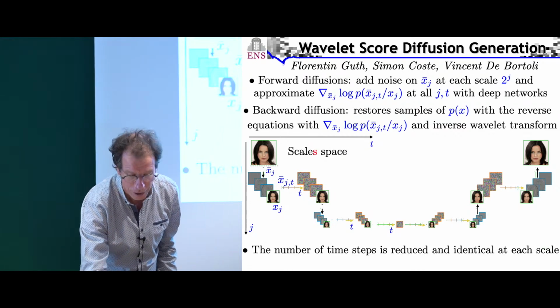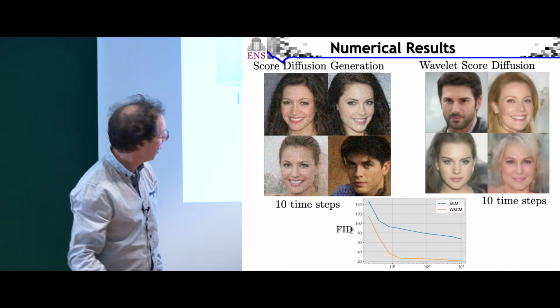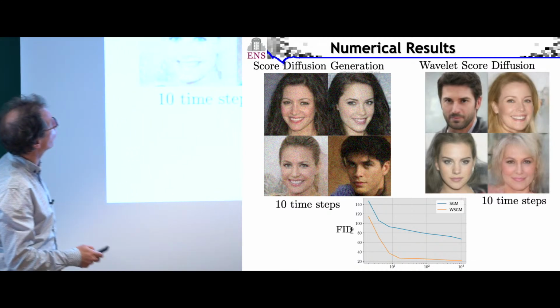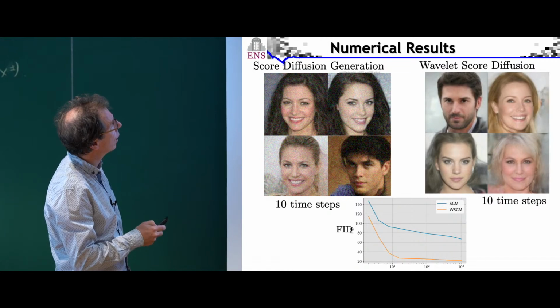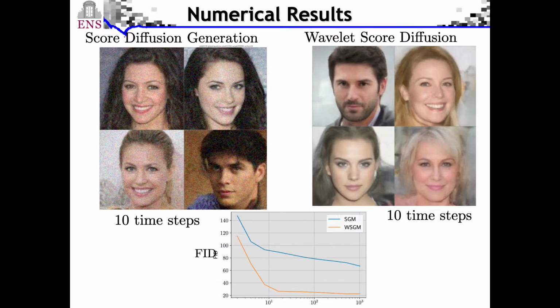Now, so that's the thing. Those are the computations that were done by Florentin in particular. So these are images synthesized with a scheme where you don't separate the scales, with very few steps. These are images synthesized using the same number of time steps, 10 time steps. And you can see that the quality is much better because it converges. The convergence is faster. And these are the convergence curves as a function of a measure of quality.